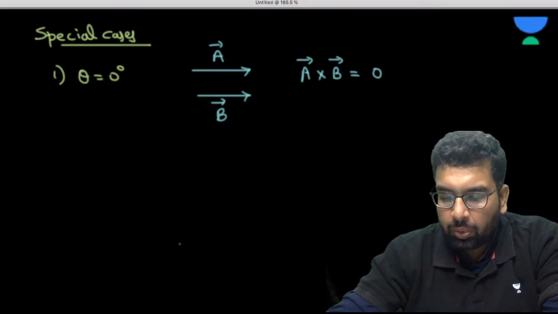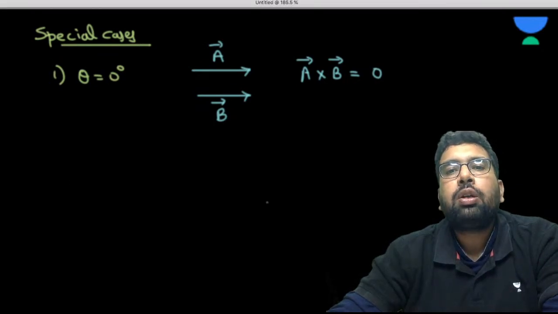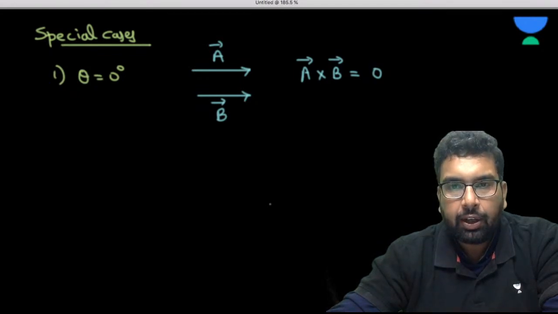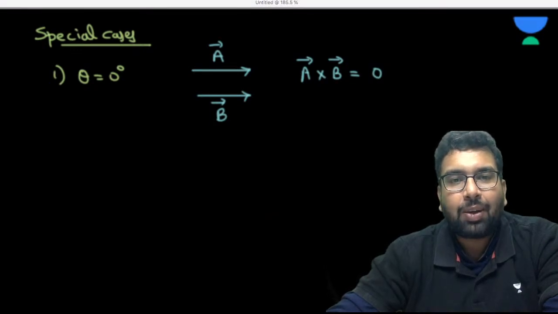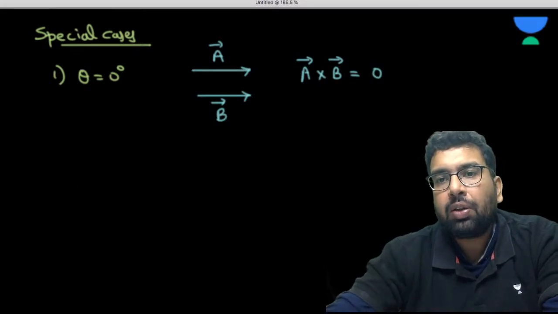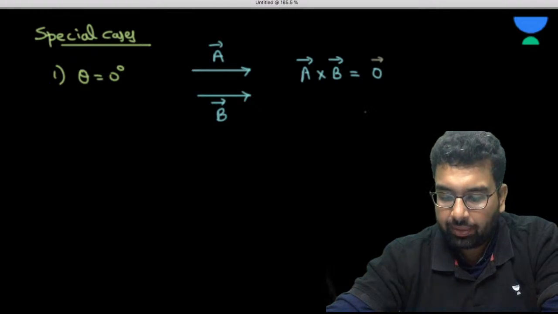So if two vectors are parallel to each other, beta, the cross product of theirs will be 0, right? But the 0 is also a vector, remember. I told you, na, that 0 is also a vector. Don't forget it. The cross product of two vectors is a vector, so the 0 is also a vector.